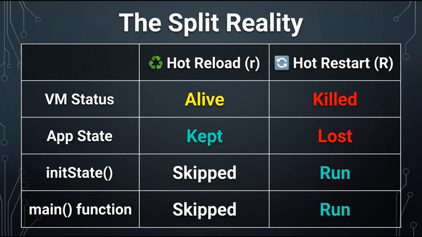Let's lock it in with a side-by-side comparison. VM status. Reload keeps it alive. Restart kills it. App state. Reload keeps it. Restart loses it. initState. Reload skips it. Restart runs it. Main function. Reload skips it. Restart runs it. Two very different outcomes from two very similar shortcuts.